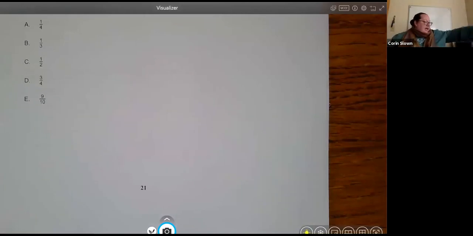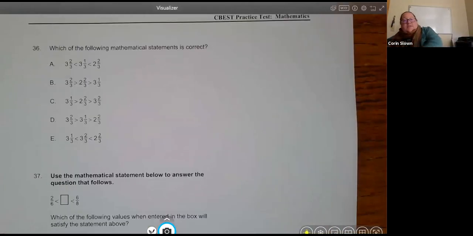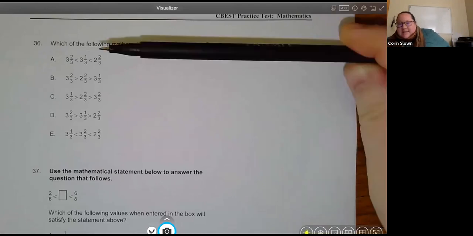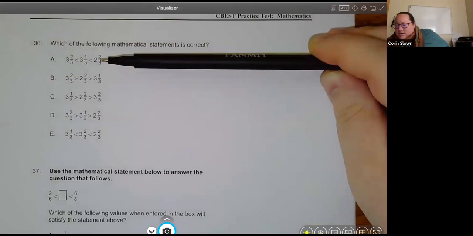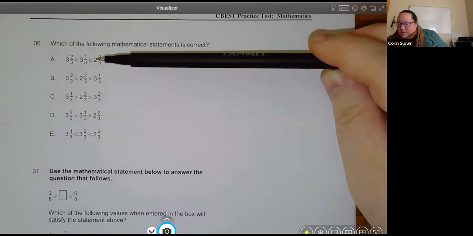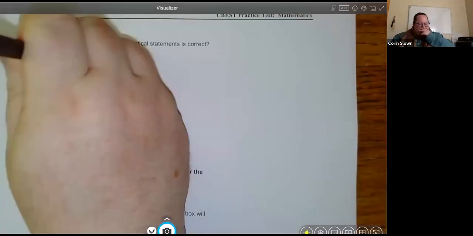let's take a look at 36. Which of the following mathematical statements is correct? So we've got several options here. So, right, let's take a look. We're going to look and make sense of each of these. So is 2 2/3 greater than 3 1/3? Oh, absolutely not. So I know that A is not an option.